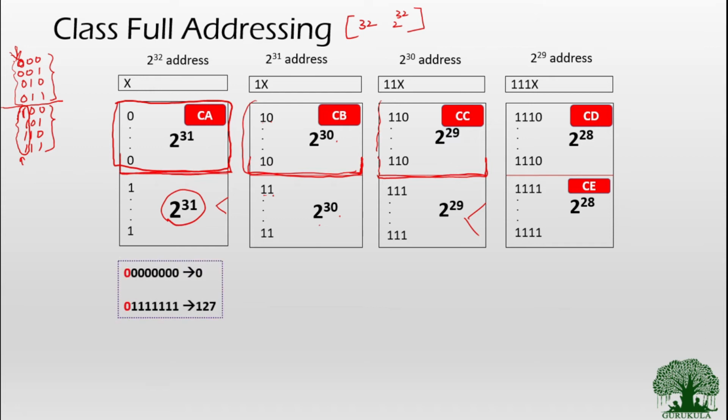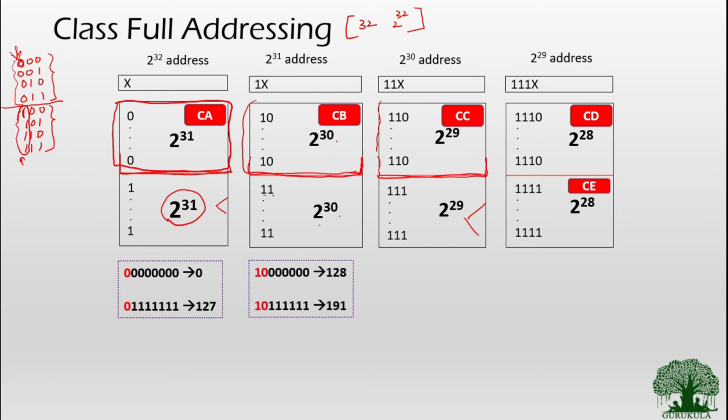So class A addresses will always start from all zeros to 127, which means the first bit is always 0 as far as class A is concerned, so that 0 is marked in red. You have to freeze that. So what will be the starting number and the ending number? The starting number will be all zeros, so the decimal value is 0, and it can run up to all ones, so the decimal value is 127.